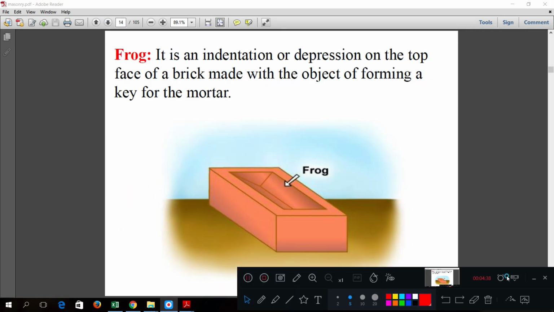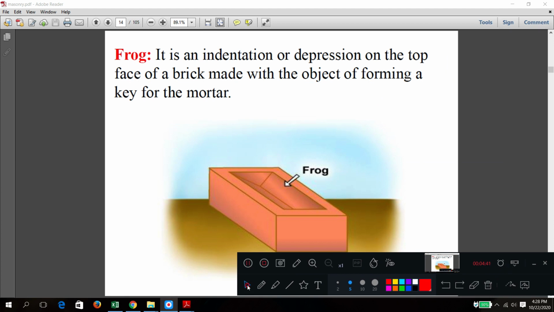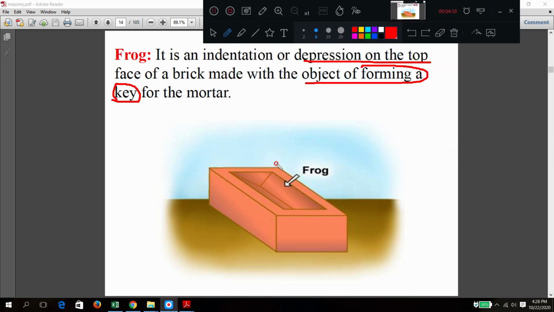Now what is this frog? It is the indentation or depression present on the top face of the brick. For what reason? For a proper key for the mortar. There is a brick, and on the surface some small depression is made. This acts as a key. Key means the mortar will come and fill this also, so that it makes a proper joint. So these are called frogs in the bricks.